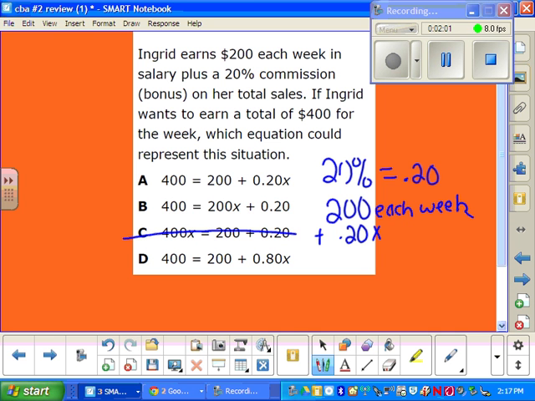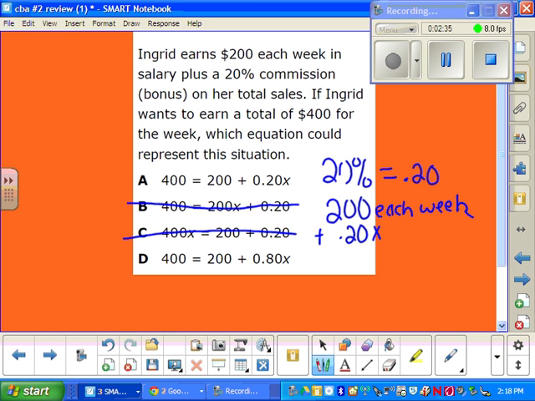If she makes $200 per week and then adds 0.20x, and x is something that is a rate of change. So if that is the case, if that's her bonus, that would be the correct answer. But let's keep looking at letter B also and see if this is incorrect. So 400 is equal to 200x plus 0.20, but we remember that the 200 is for each week. That does not change with x, so we can cross that out.